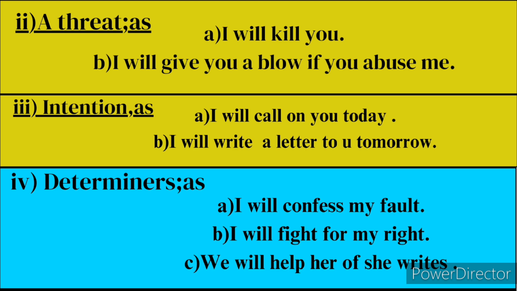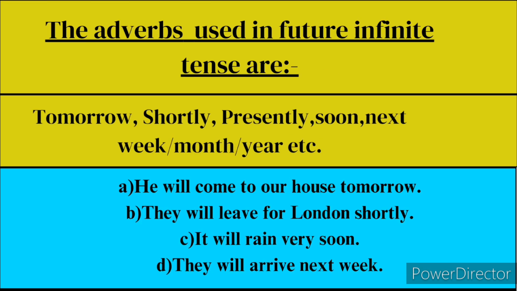A threat, like I will kill you, like I will give you a blow if you abuse me. Intention, like I will call on you today. Another example, I will write a letter to you tomorrow. Determination, I will confess my fault. I will fight for my right.